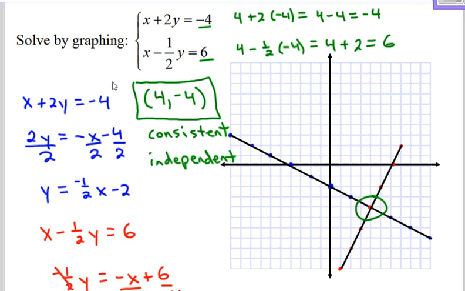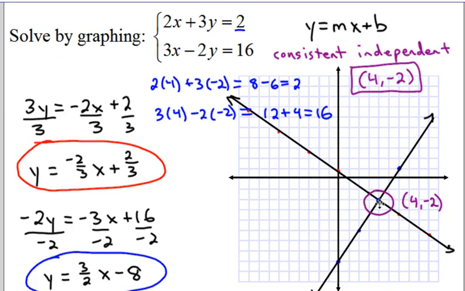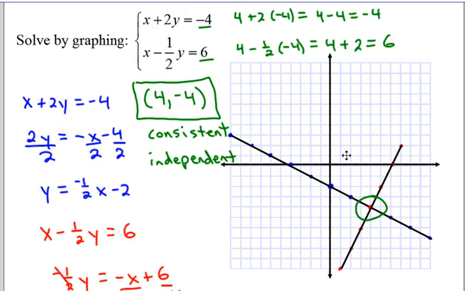Okay, we should be able to say if the system is consistent or inconsistent. Remember, if they're parallel lines, they never intersect. They're inconsistent. If they intersect at one point, it's a consistent, independent system. Anytime they intersect, it's consistent. If it's at one point, it's independent. If the lines coincide, there's infinite solutions, and we call it dependent. Okay. Intersect at one point, it's a consistent system, and it's independent.